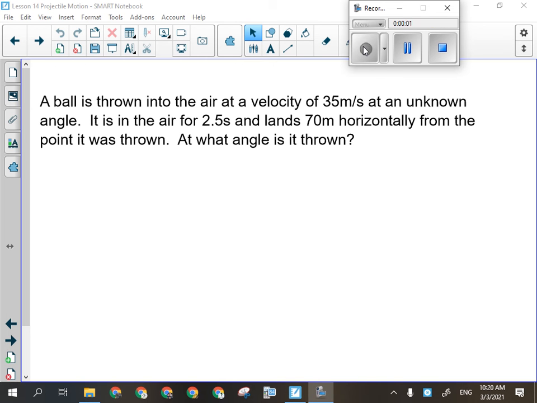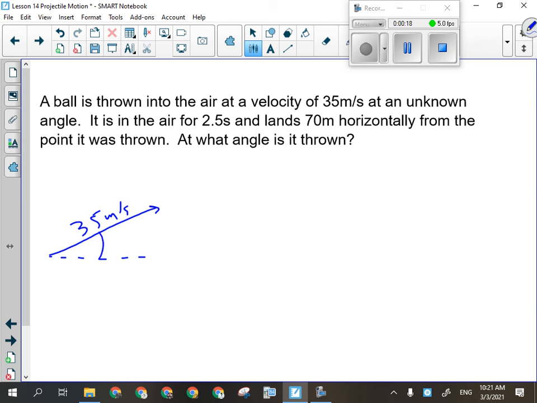All right, so this one's a little different, obviously, than the ones we were doing yesterday because we're looking for the angle instead of being given it like we usually are. So we have this ball thrown into the air, and it's thrown at 35 meters per second at an unknown angle. And we know that it's in the air for 2.5 seconds. So they actually give us the time here. That was something we had to find in every question that we've done up until this point.